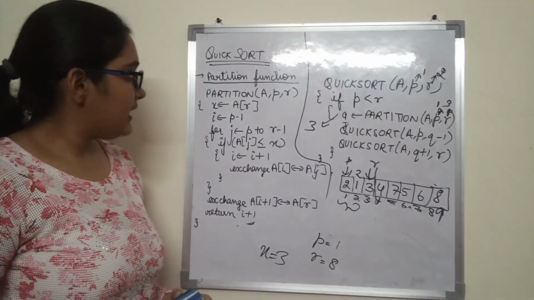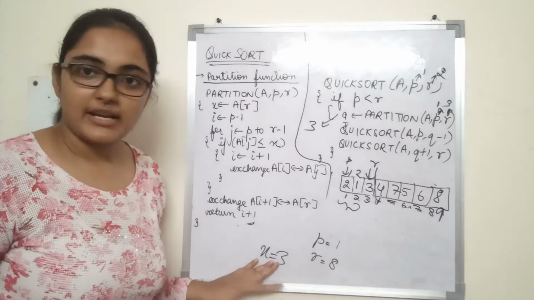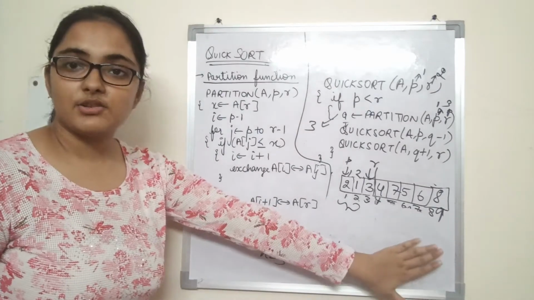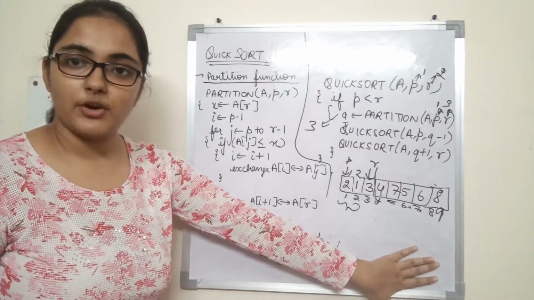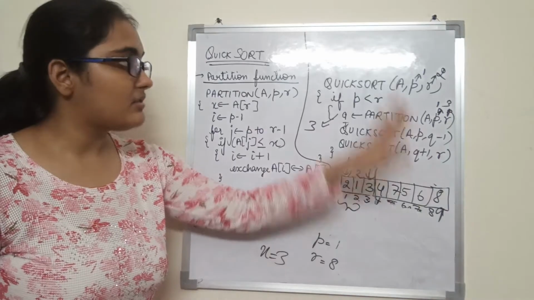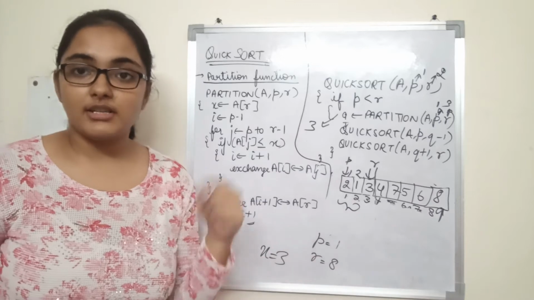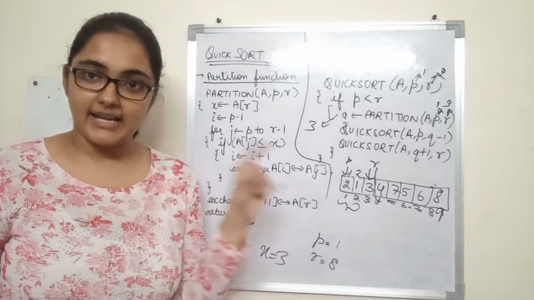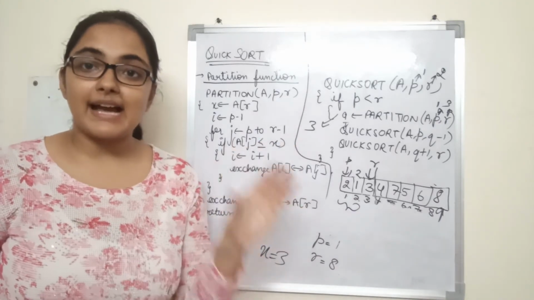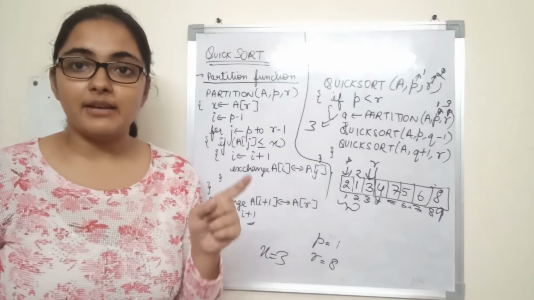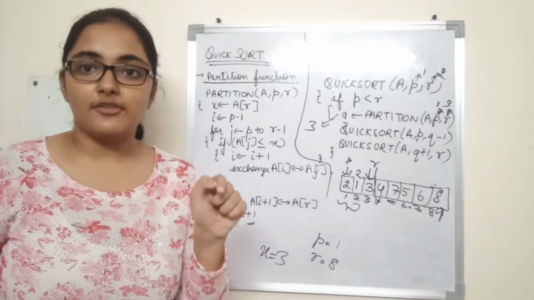So I haven't made the tree. You got the partition function, right? Let us make the tree for it. Otherwise it may be confusing at some points of time, right? So let me make the tree for it, and the tree is not generalized. Like in the case of merge sort, the tree was generalized because we were dividing the array into exactly 2 halves. But here we are dividing based on the result of the partition function.